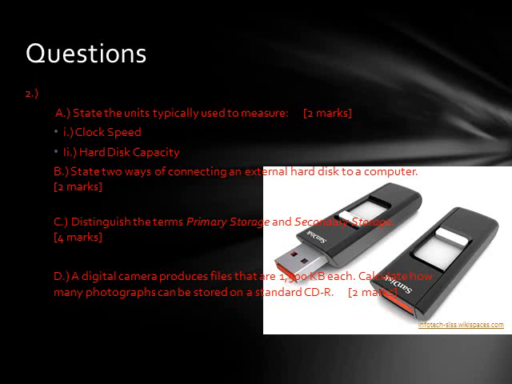Question 2, Part 1. State the units typically used to measure clock speed and hard disk capacity. Part 2. State 2 ways of connecting an external hard disk to a computer. Part 3. Distinguish the terms primary storage and secondary storage. Part 4. A digital camera produces files that are 1,500 kilobytes each. Calculate how many photographs can be stored on a standard CDR. Pause the video and record your answers now.